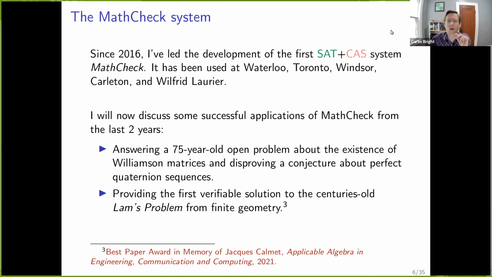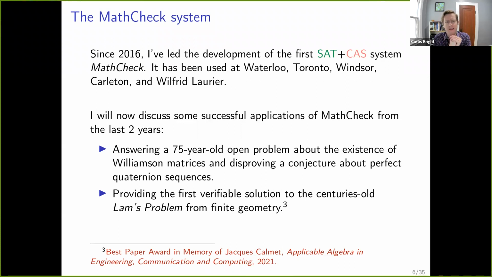Okay, so interestingly, even though the SAT field and the computer algebra field both have extensive histories dating back over 50 years, they were kind of operating independently. The two communities really weren't sharing the wisdom of the other field. And this is where my research comes in.